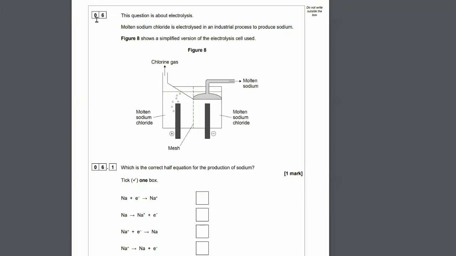Okay, question 6. This question is about electrolysis. Molten sodium chloride is electrolyzed in an industrial process to produce sodium. Figure 8 shows a simplified version of the electrolysis cell used.